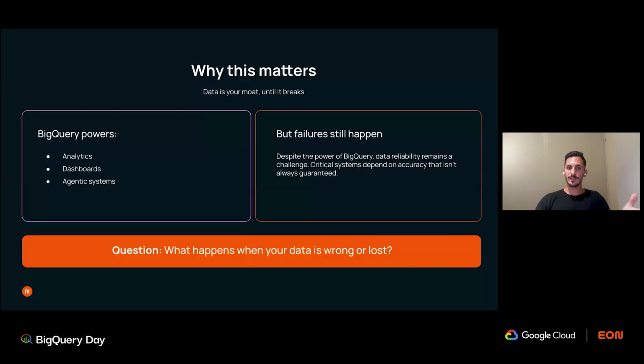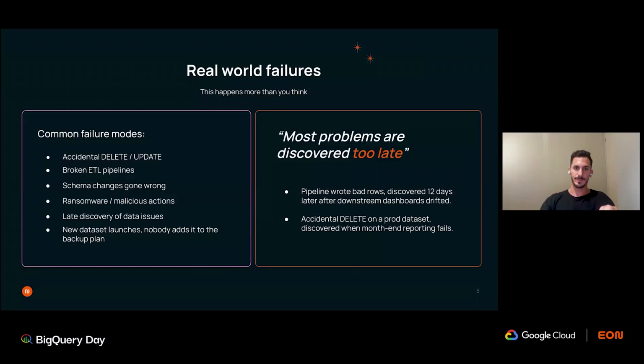And the hardest part of it, most of the time, you don't even notice this immediately. Sometimes the issues sit there for days, sometimes even weeks, until someone says, oh, this number looks a little bit weird to me. And by then, the bad data has already spread everywhere downstream into dashboards, reports, machine learning pipelines, agentic systems, and so on. So data is your business, until it breaks.